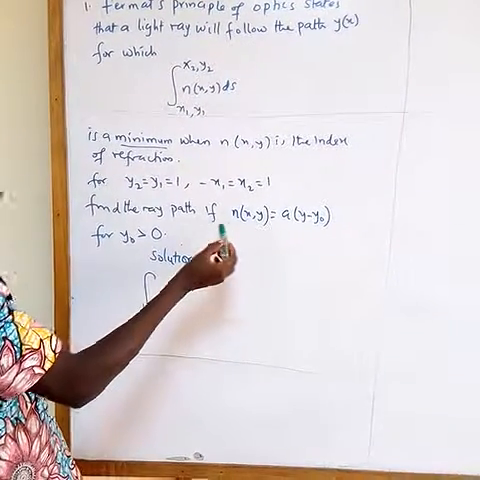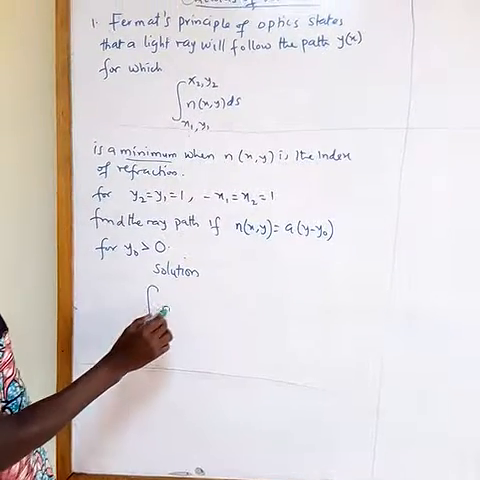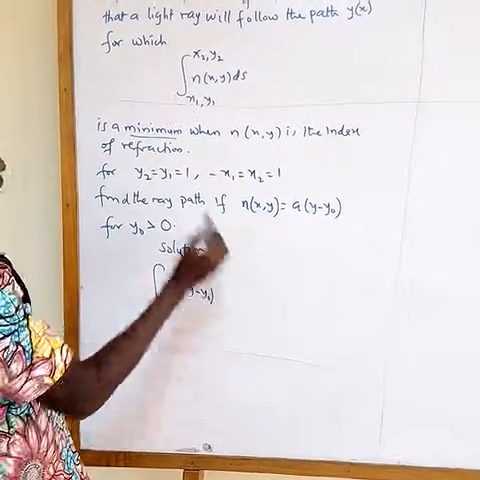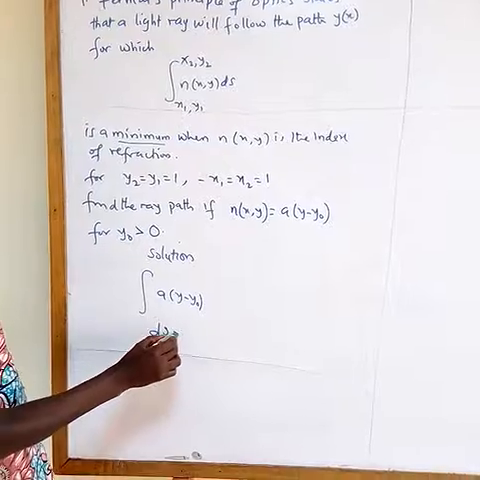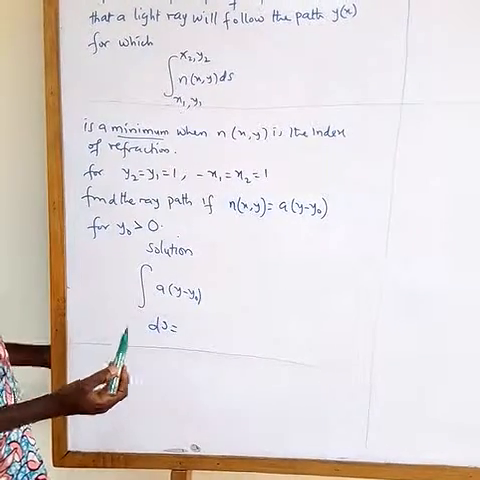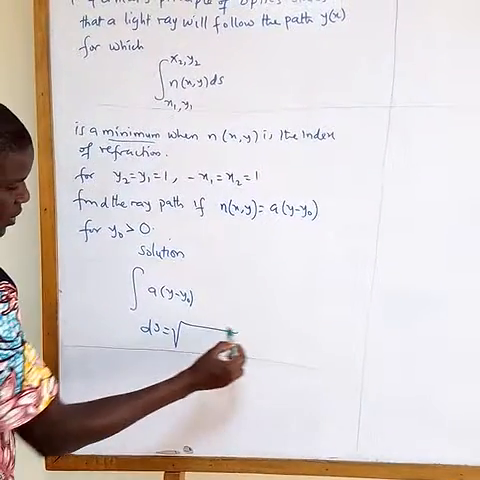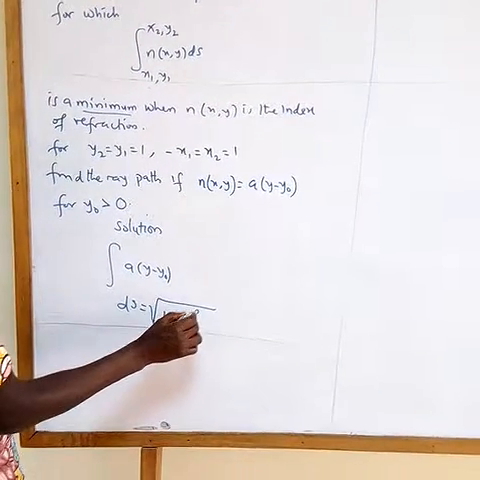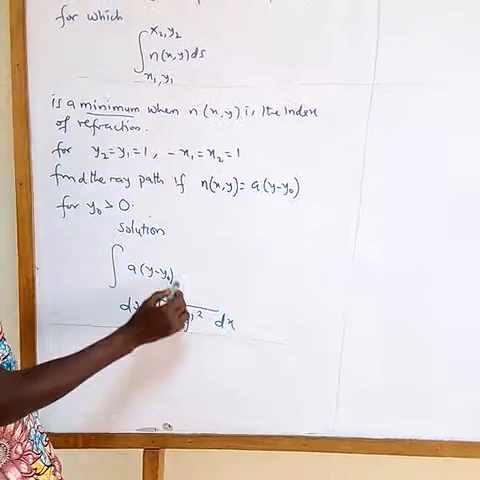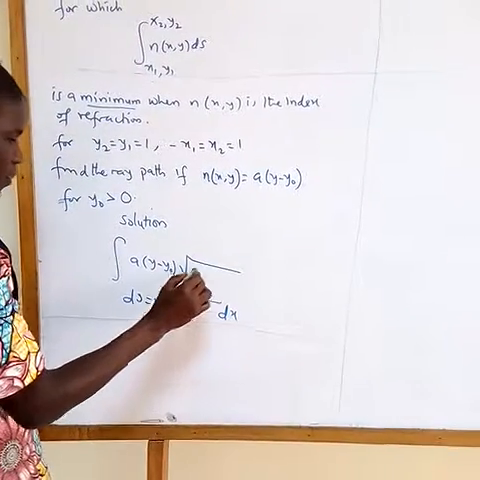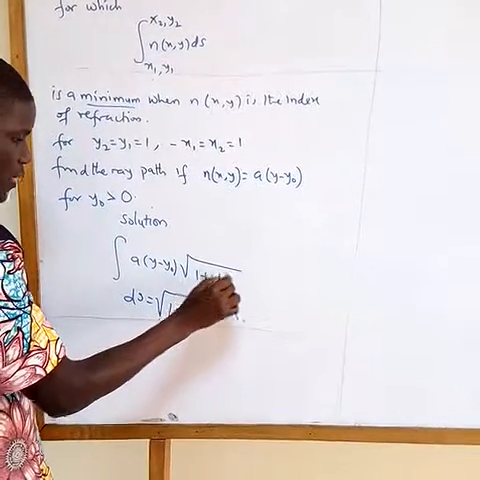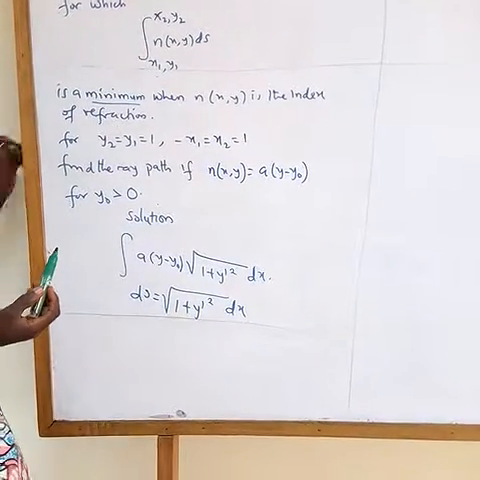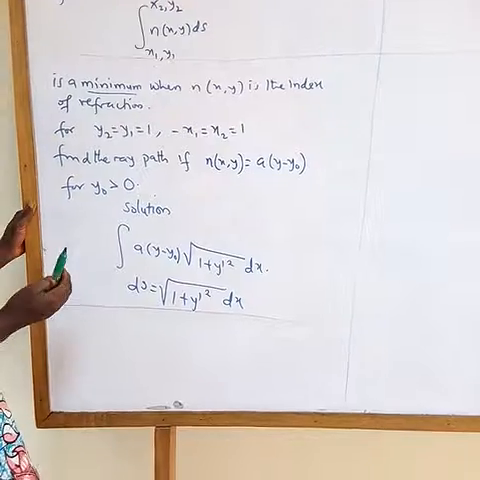The integral where our n of x is this a into bracket y minus y naught, and our ds, which has been stated earlier for getting the minimum distance between 2 points, is square root of 1 plus y prime squared dx. So automatically we are going to replace that one by this square root of 1 plus y prime squared dx.